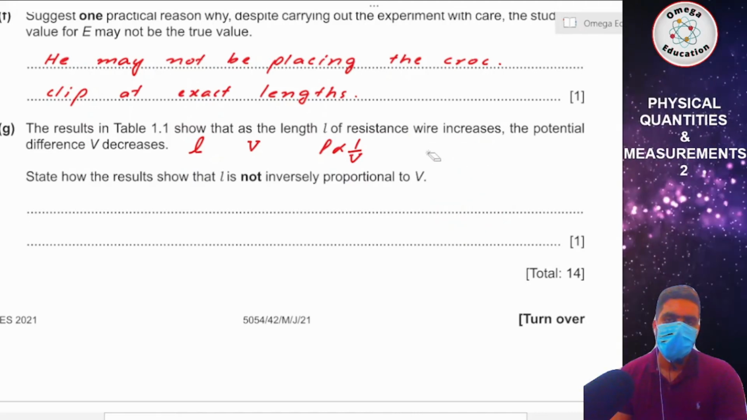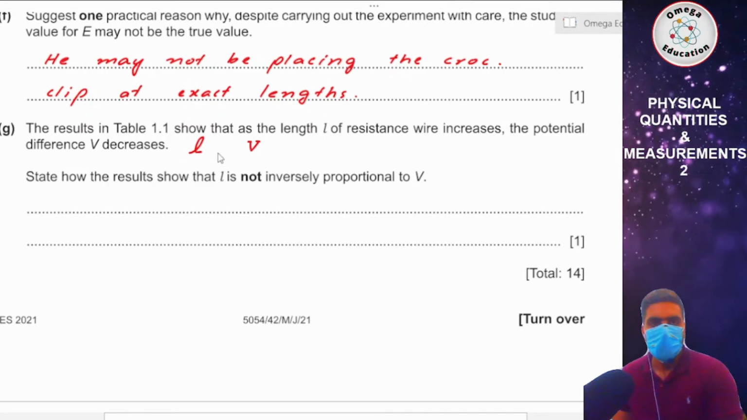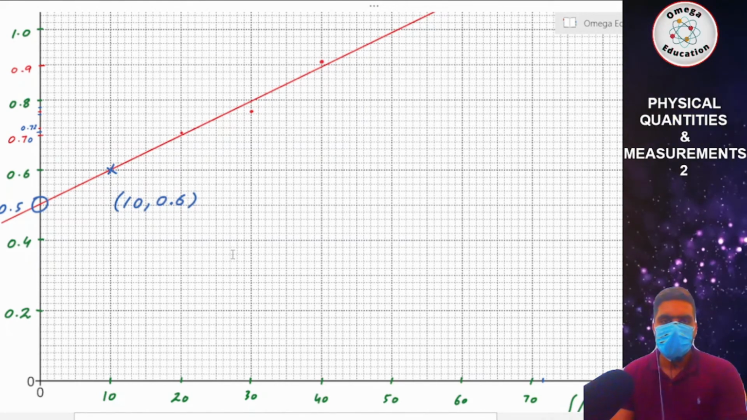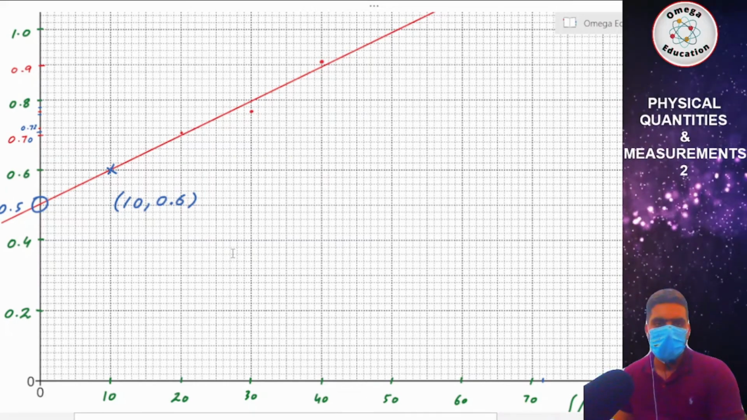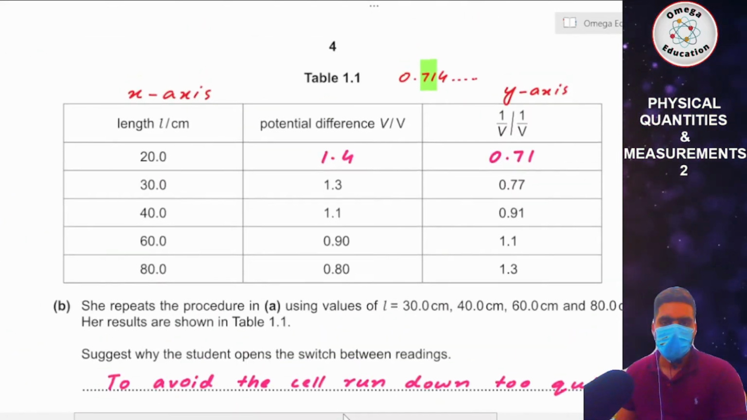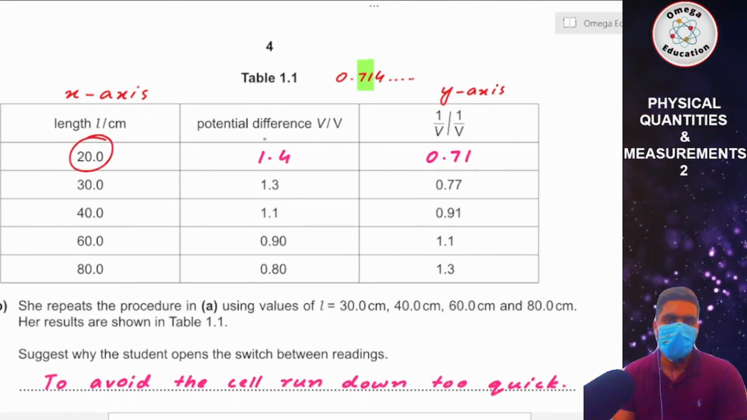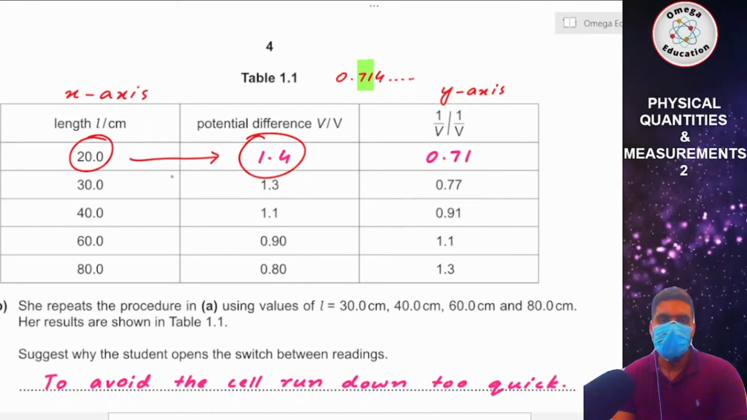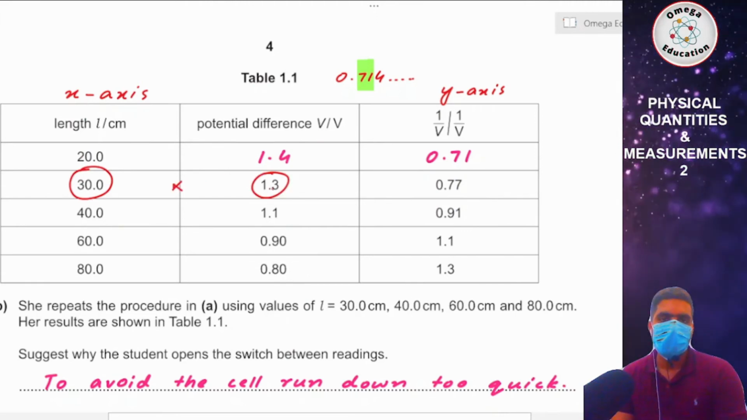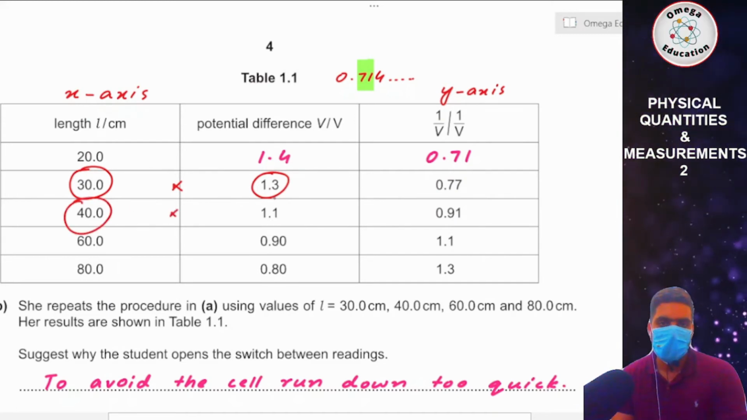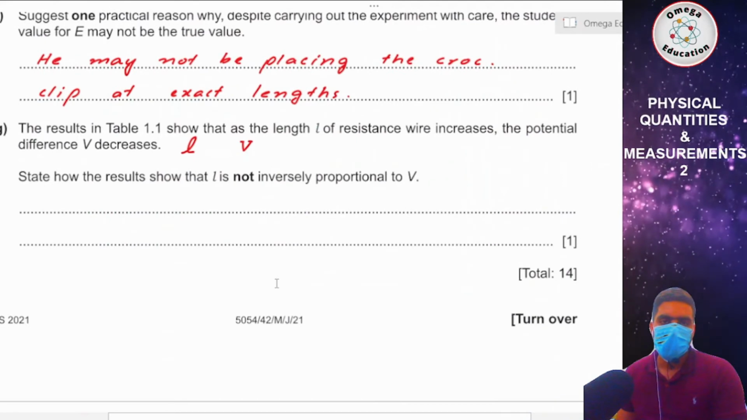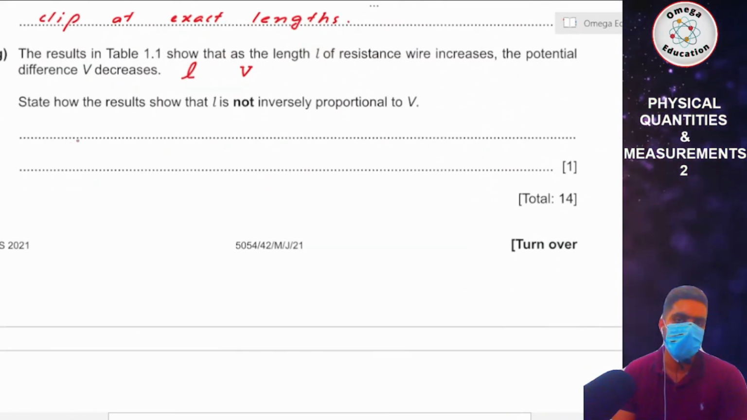But for this case, if you use the same logic in this graph, you'll find that if you choose 2 or 3 sample points, then the product of V and length from the table would not be constant. Take the length from here, multiply it by the potential difference against that length. Take the other one, length multiplied by the potential difference against that length. Take the next length multiplied by the potential difference against that length. The answer would not be the same. You can hit it on the calculator and check it. And if the product is not constant, then the quantities are not inversely proportional to each other.